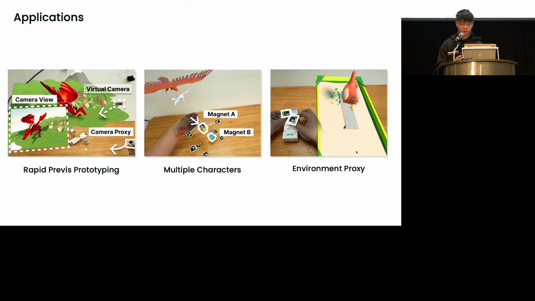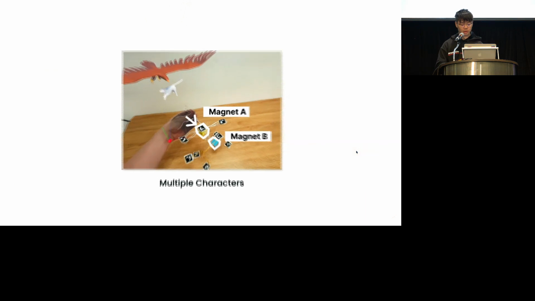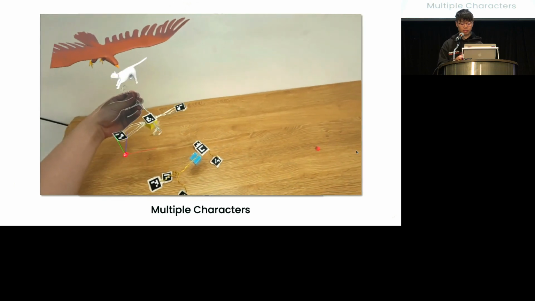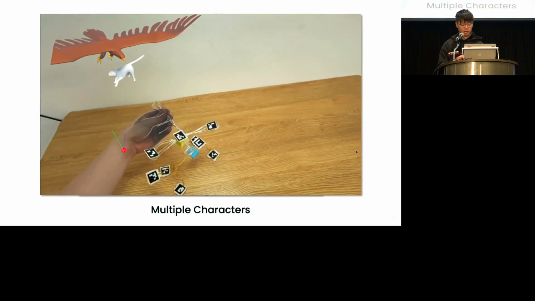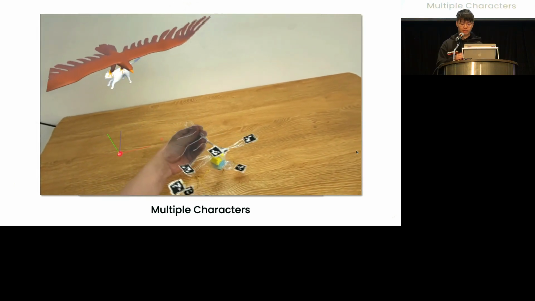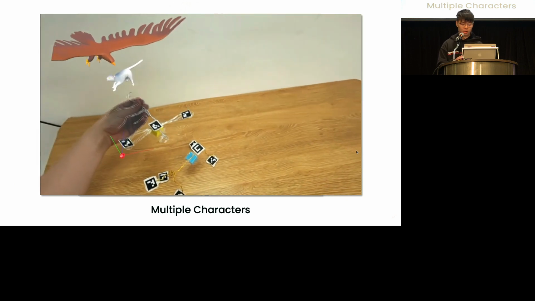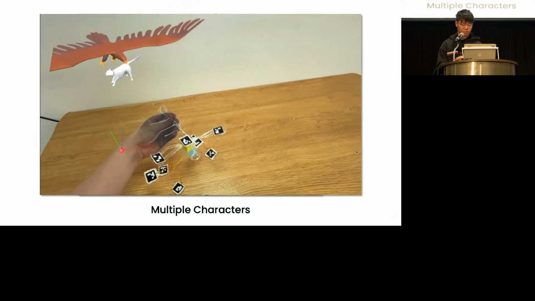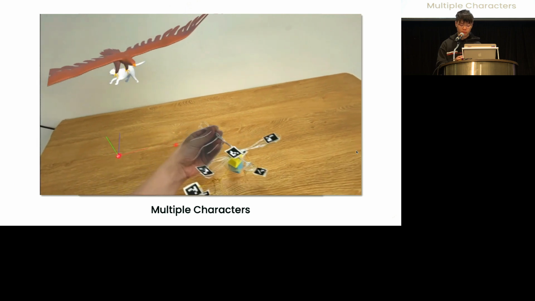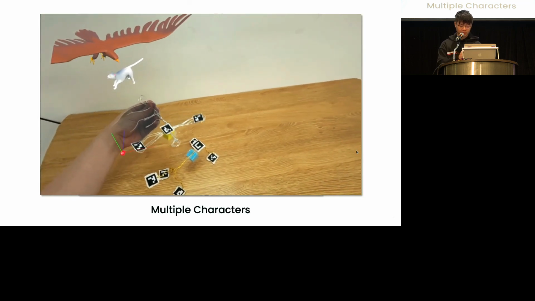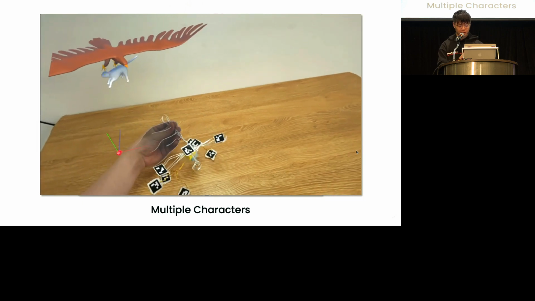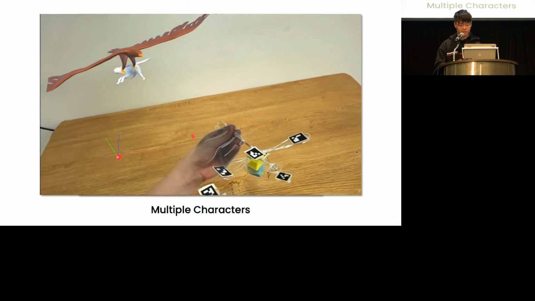Another application is the interaction between multiple characters. Our system also supports multiple characters in a scene, letting you create really fun interaction animations. For example, here we attached magnets to the physical proxies, so when the eagle and the cat get closer, the magnet pulls them together, just like an eagle swooping down and catching a cat in its talons.